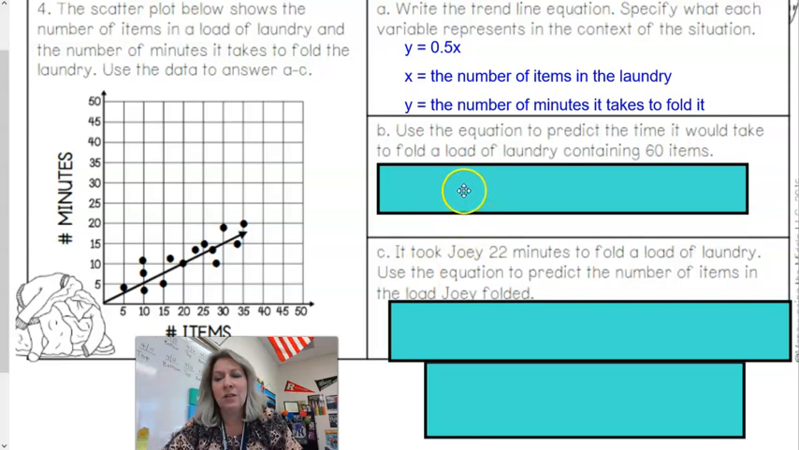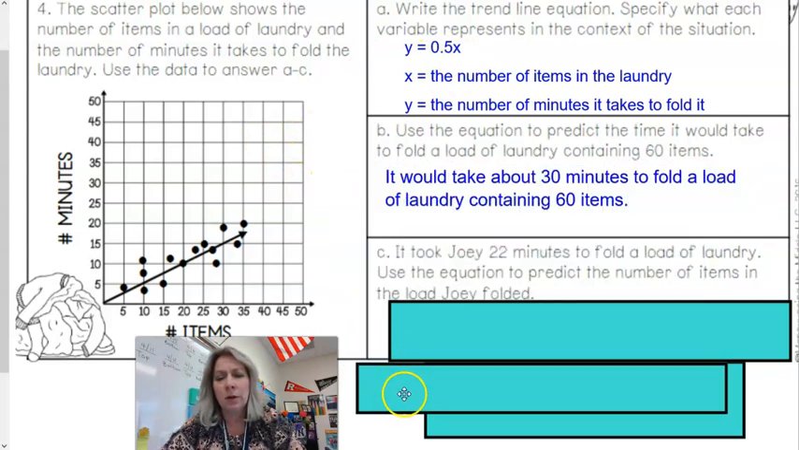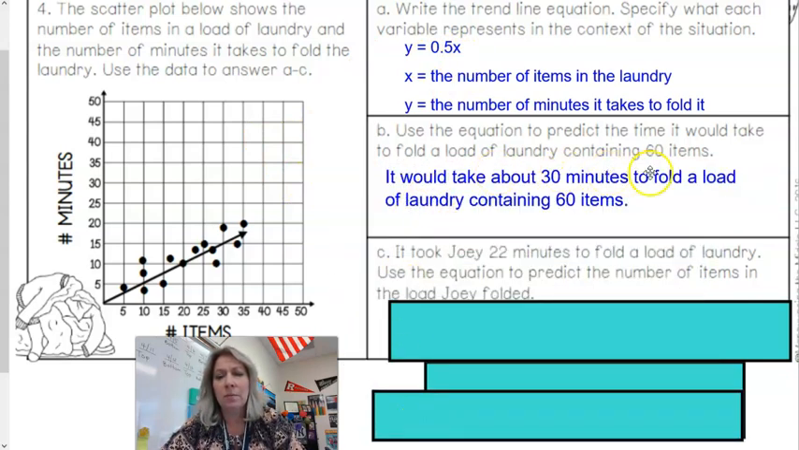Use that equation to predict the time it would take to fold a load of laundry containing 60 items. Notice the number of items on the x-axis only goes to 50, but these trend lines go on and on and keep going off that grid. We're just not going to make a humongous grid here. So there's a way to find and predict how many minutes it's going to take using that equation, y equals 0.5x. What we're going to do here is figure out that it's going to take about 30 minutes to fold a load of laundry containing 60 items.